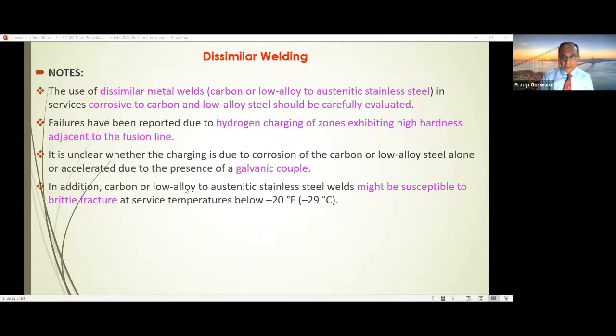There are verified evidences to that. In addition, carbon and low alloy steel to austenitic stainless steel welds may be susceptible to brittle fracture when they're exposed to temperatures below minus 29 degrees centigrade. So in a dissimilar welding combination, one has to think about lots of pros and cons.